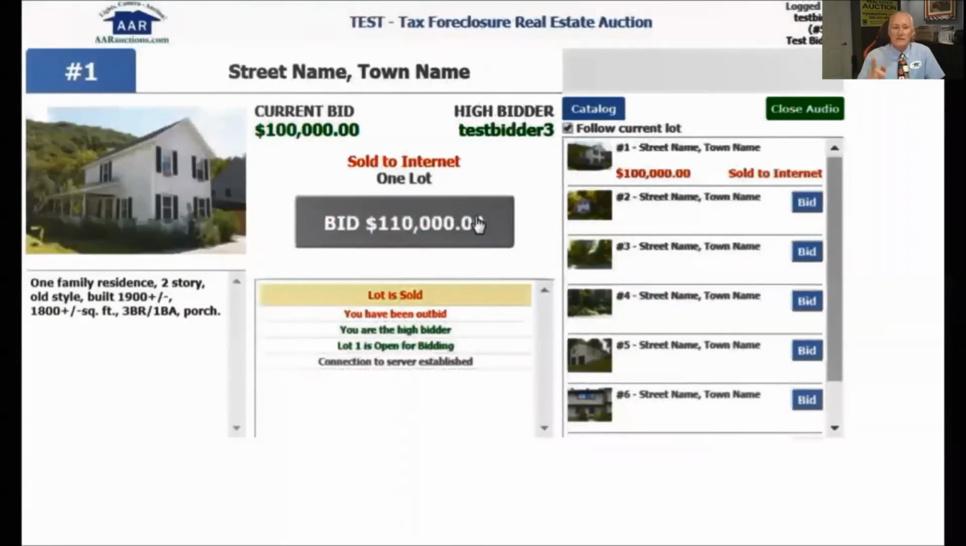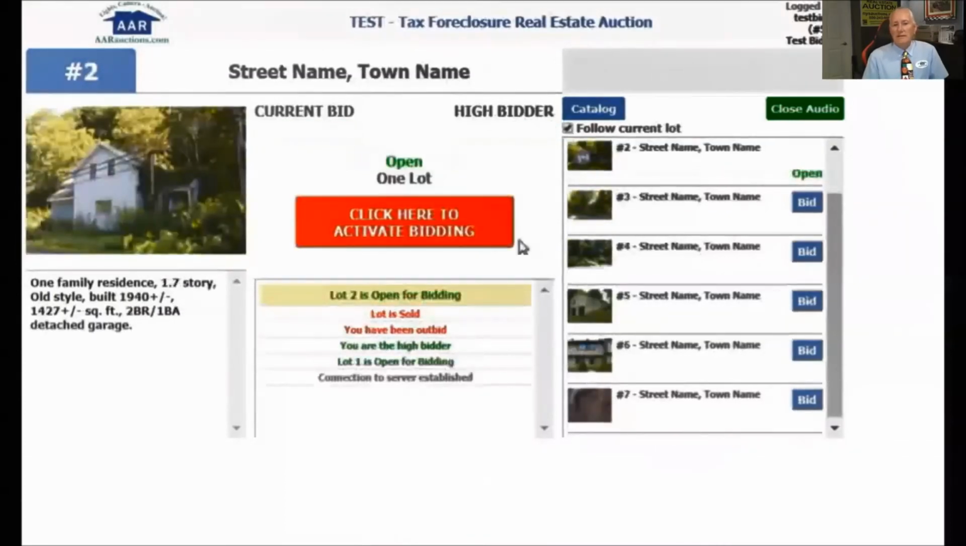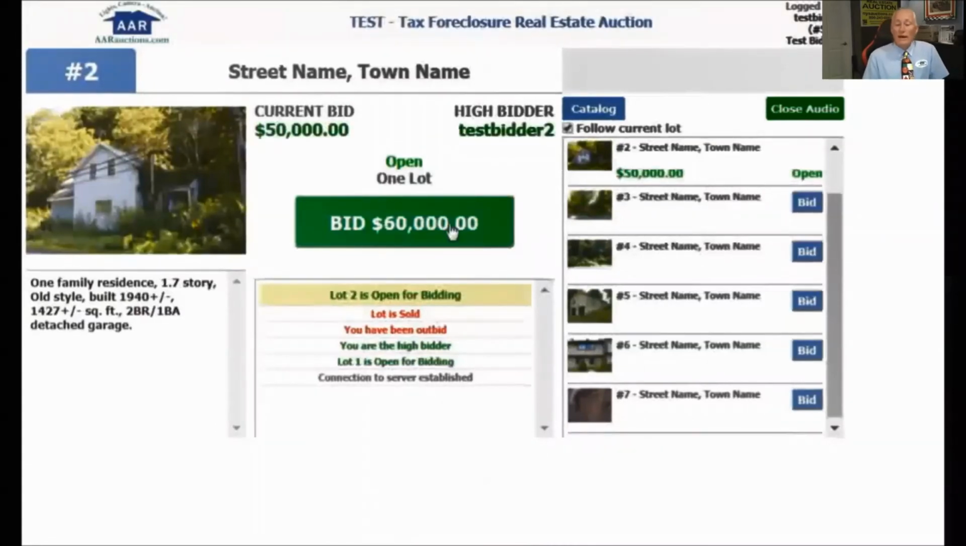Test bidder 3, $100,000. My backup also on the internet, test bidder number 16. And ladies and gentlemen, that's how we typically would sell property at the auction and move right on to the next lot. And then we just go one after the other.